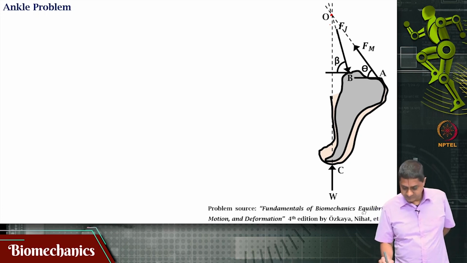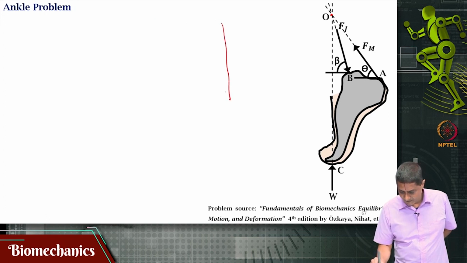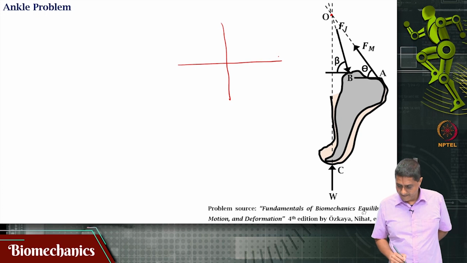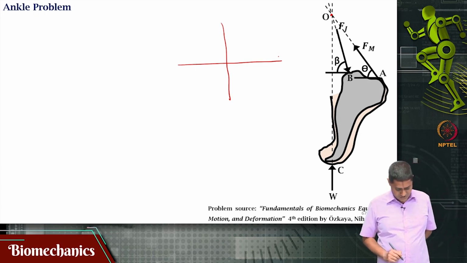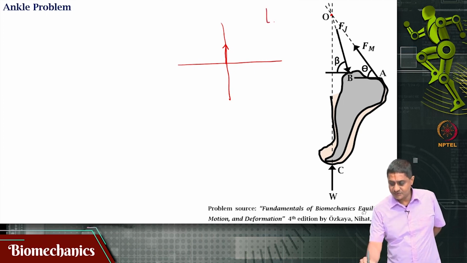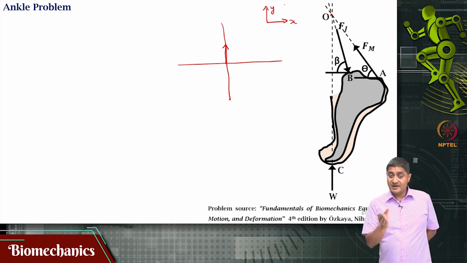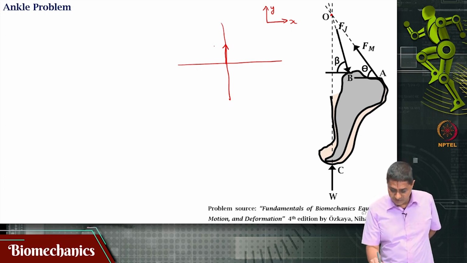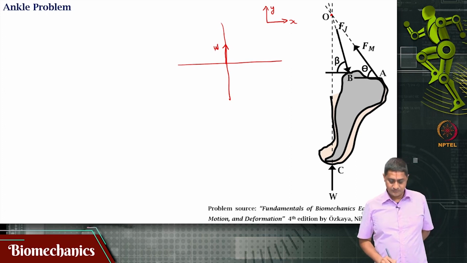Okay. Now, let us draw that. Okay. Now, W is acting like this. W is, so that is the xy axis. Note that Fm and Fj are inclined to both the x axis and the y axis, but W is purely along the y axis in this construction. Okay. So, that is W for me, that is W.